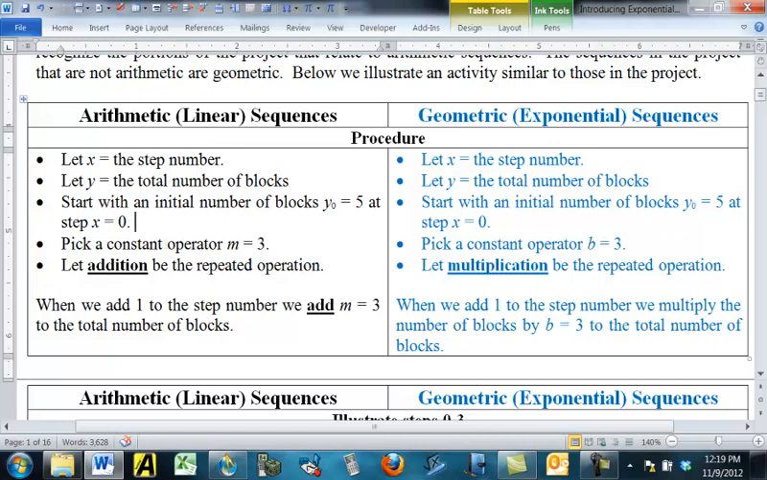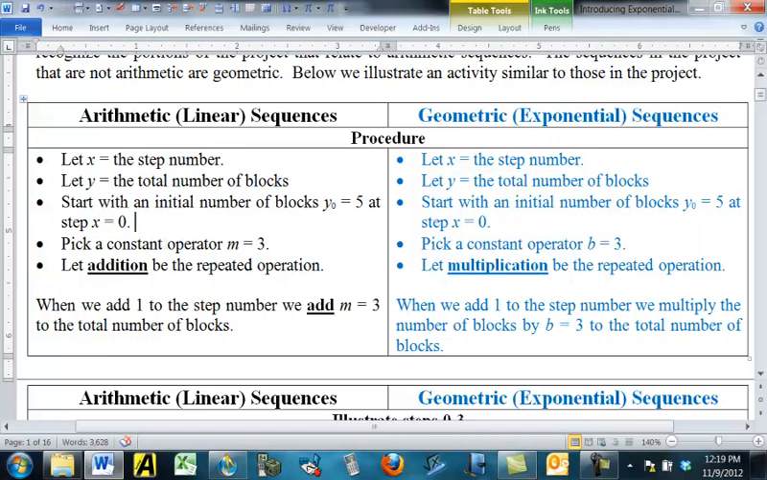But the difference is, on the arithmetic sequence side, the linear side, addition is going to be the repeated operation, whereas on the blue side over here, the exponential or geometric sequence side, we're going to let multiplication be the repeated operation. So in other words, on the arithmetic side, we're going to add 1 to the step number. We add m equals 3 to the total number of blocks each time. So we'll start with 5, then add 3, then add 3 more to that, add 3 more to that, and so forth. On the blue side though, we're still going to add 1 to the step number, just increase the step number, but we're going to multiply the number of blocks by b equals 3 to get the total number of blocks.